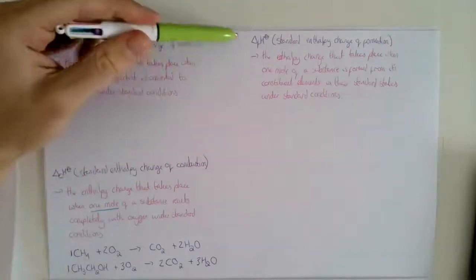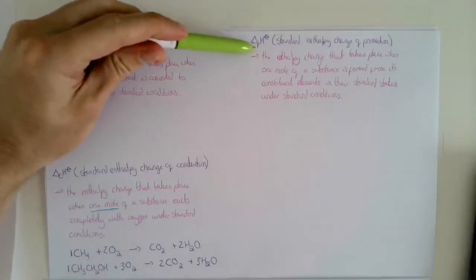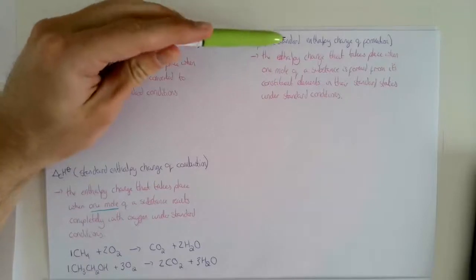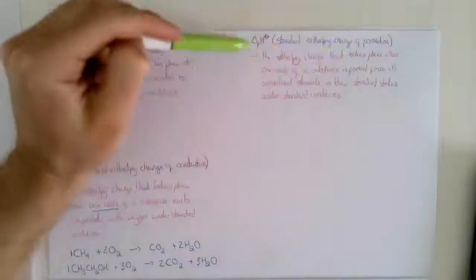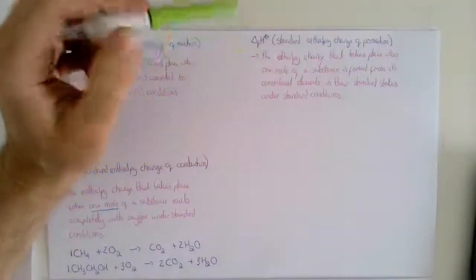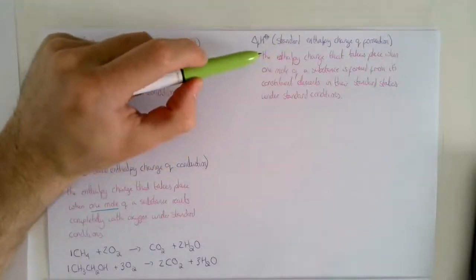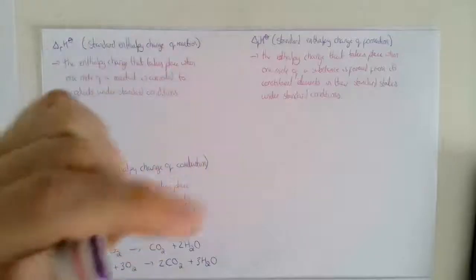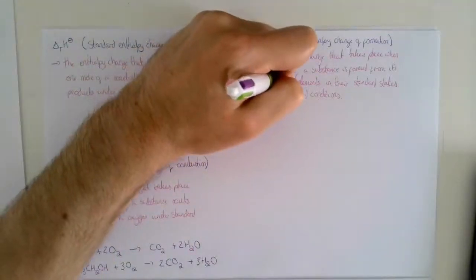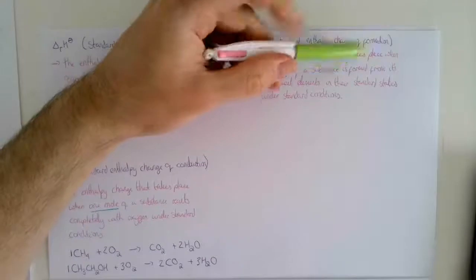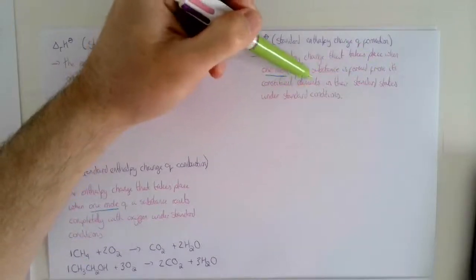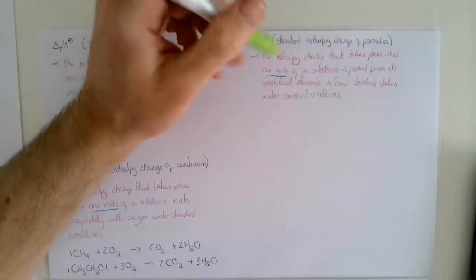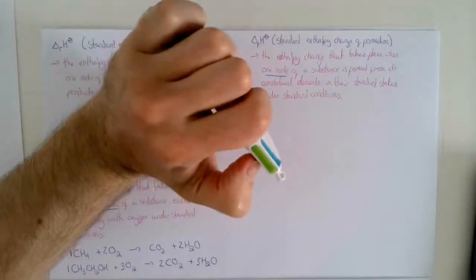Second one, I think we'll do this one here. So delta H with a circle with a line through it and an F is the standard enthalpy change of formation. So the F is for formation, all the other symbols have stayed the same. So what is it? It's the enthalpy change that takes place when 1 mole of a substance is formed from its constituent elements in their standard states under standard conditions. So that's an absolute mouthful. I think it'll help us if we start to break it down.